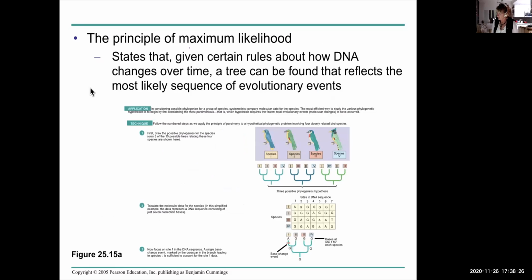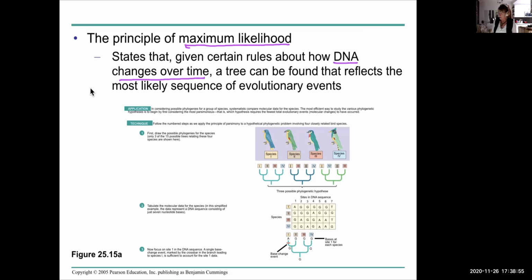And maximum likelihood, that's a tough one. It just means that given certain rules that we know about how DNA changes over time, a tree can be found that reflects the most likely sequence of evolutionary events. So you would expect that closely related individuals don't have too many differences between their DNA, but a more distantly related individual would have a lot of differences.